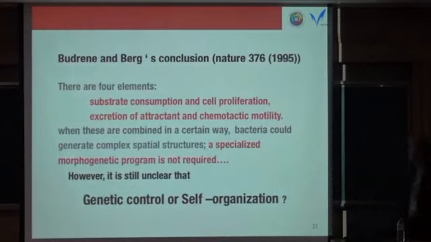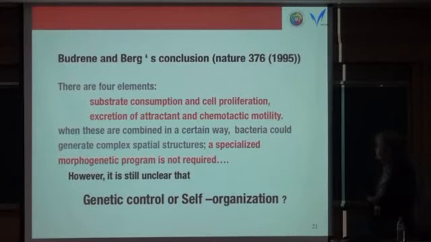And this is a paper, the second paper. At the end of their paper, maybe in the conclusion, Budrene and Berg say the following. There are four elements, and it's very clear: consumption of nutrient and cell growth, and also they secrete the attractant. They recognize or detect the attractant and move. This is so-called chemotactic motility. It's very clear.